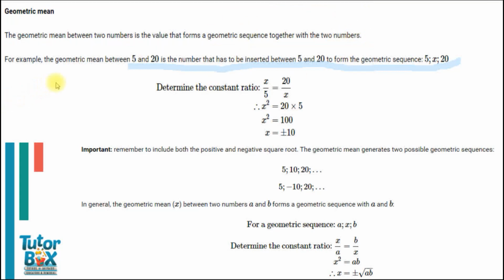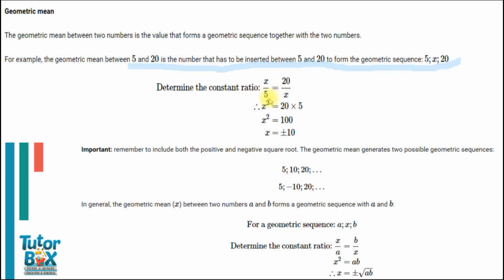So for example, the geometric mean between 5 and 20 is the number that has to be inserted between 5 and 20 to form the geometric sequence 5, that number, and 20. To get our x, just use the constant ratio. So determine first what the constant ratio is. You would take the second term divided by the first term. This would be equal to the third term divided by the second term.